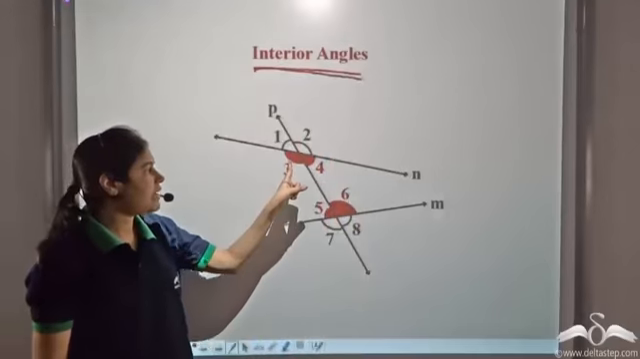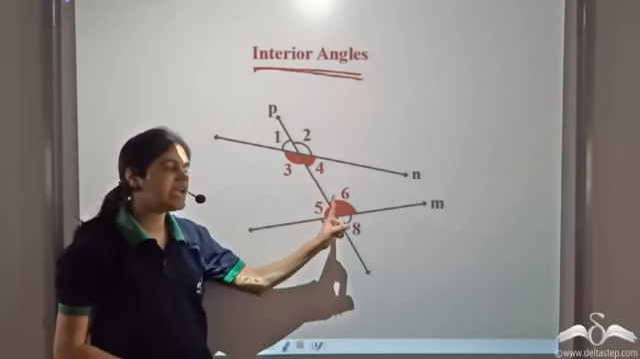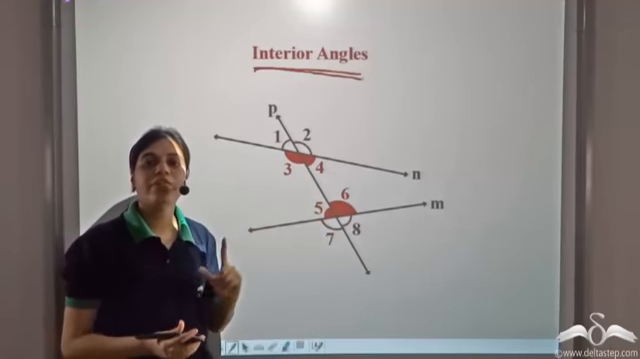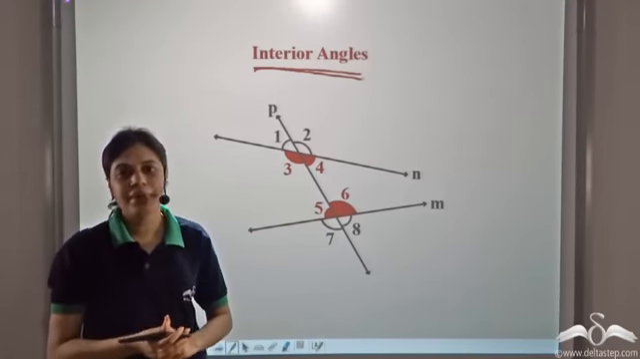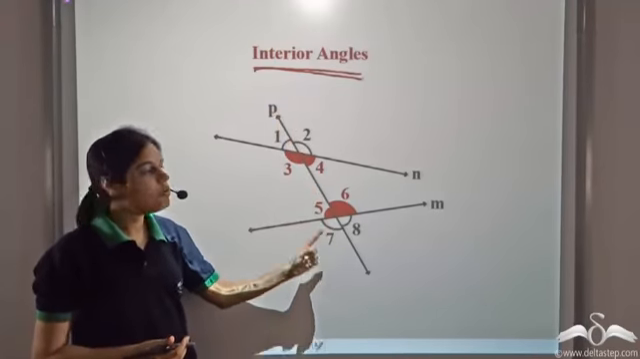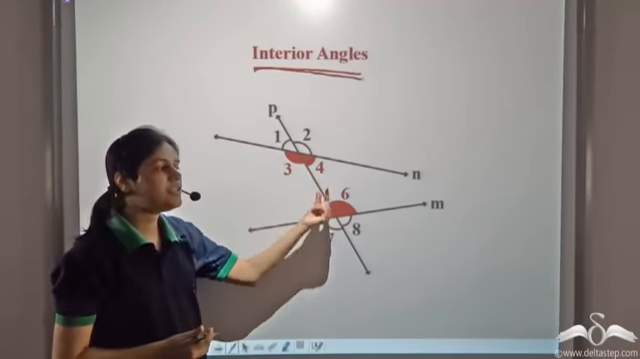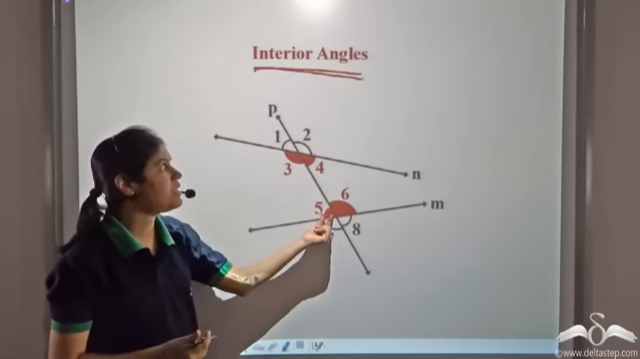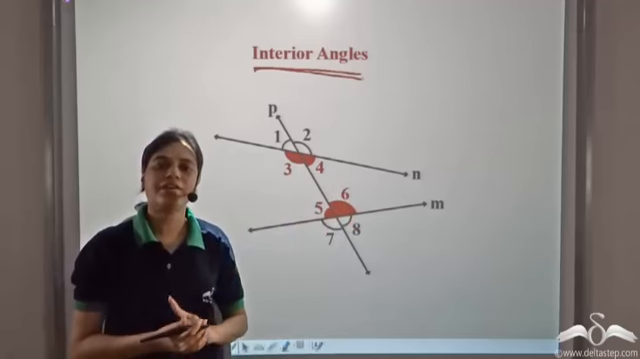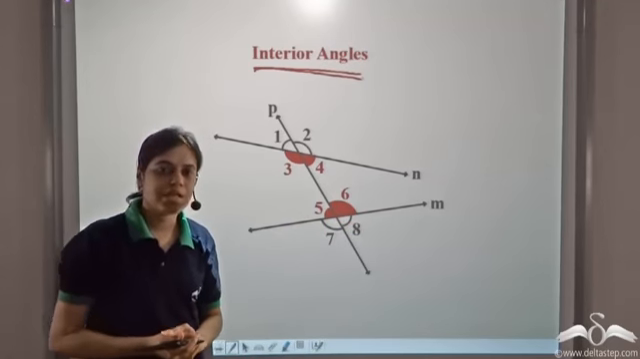So we see that angle 3, 4, 5 and 6, they lie within the two lines. Now when I say two lines, I mean the lines other than the transversal. So the angles that lie within the two lines are called interior angles. So 3, 4, 5 and 6 are the interior angles.